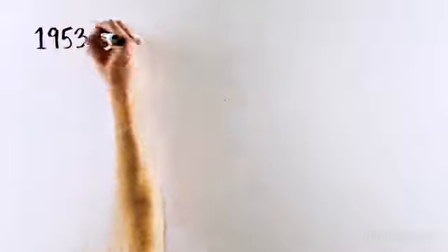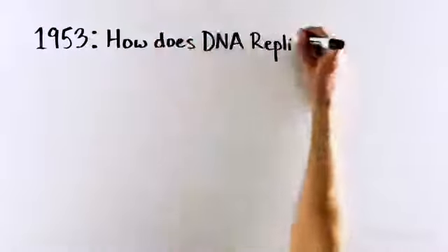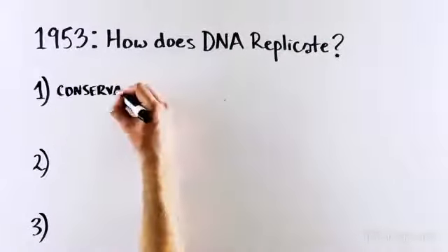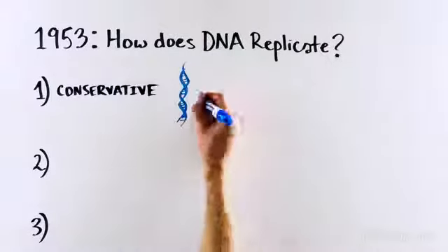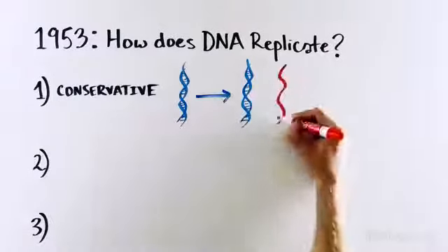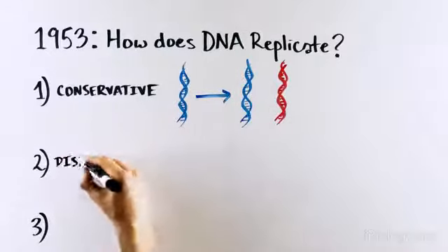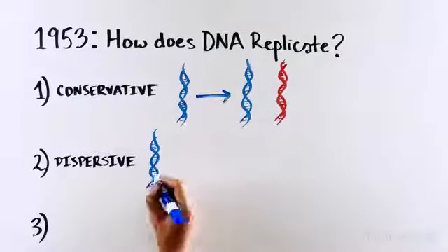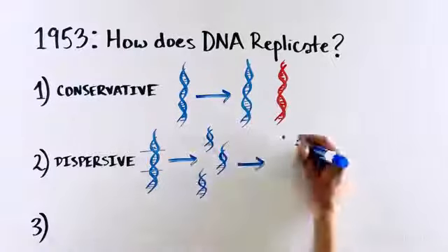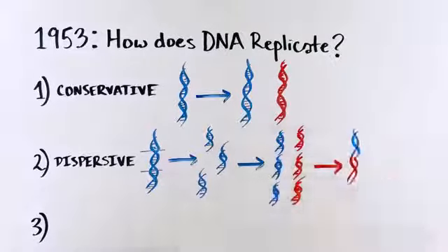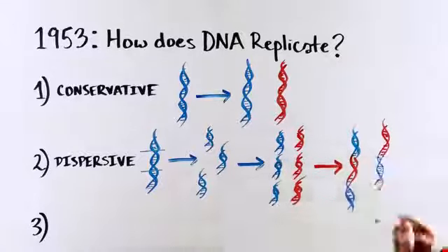In 1953, the question lingered: how does DNA replicate? There were a few theories, three actually. One of them was conservative replication, where a DNA molecule would get copied and make a second new red DNA molecule. The second was dispersive, where the DNA molecule would be cut at various parts, each of which would get copied, here in red, and reattached to produce two DNA molecules.